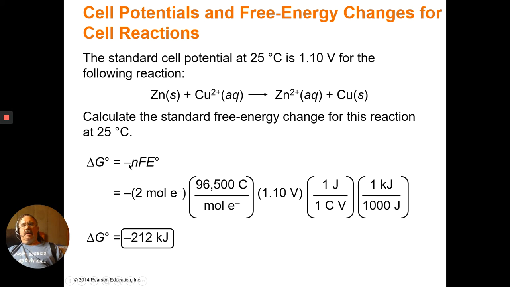Note the minus sign here. Moles of electrons divides out, and then this is merely a unit conversion. A volt is a joule per coulomb, and this is converting joules to kilojoules, because delta G values are typically very large numbers. So this is negative 212 kilojoules.